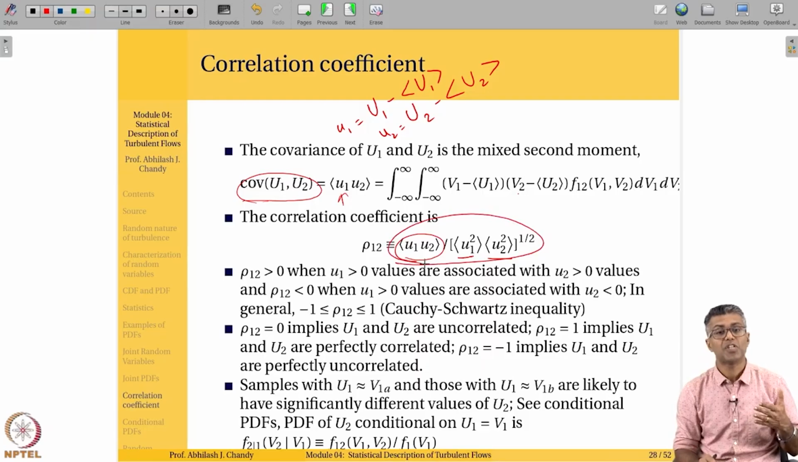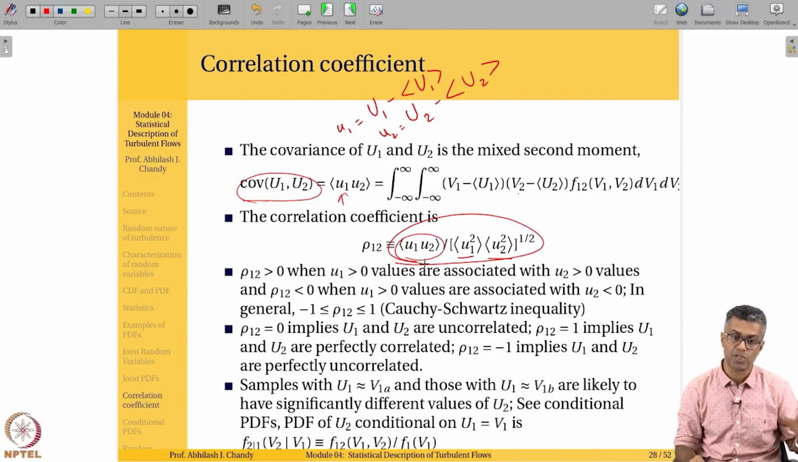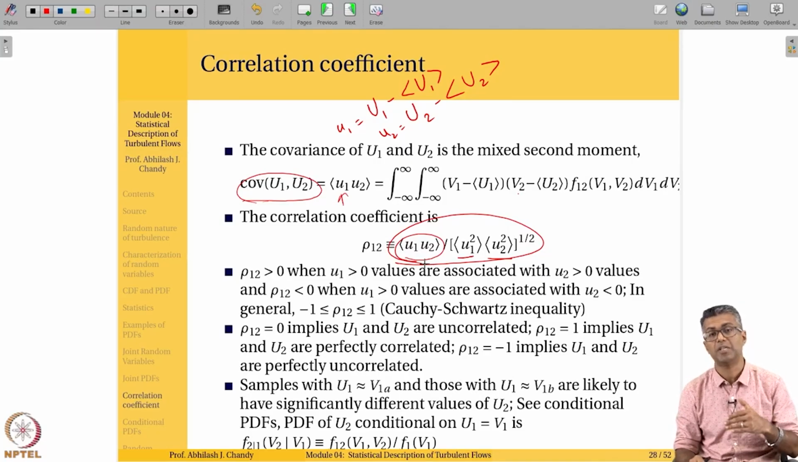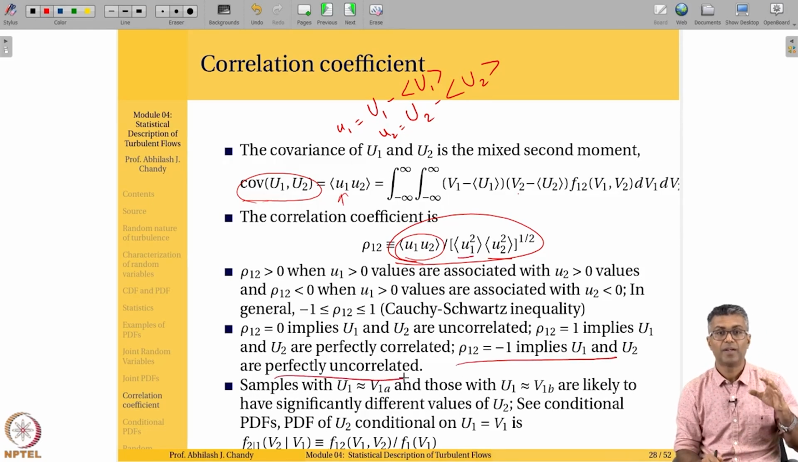Now, what happens if it is equal to 0? It means u1 and u2 are uncorrelated, and if it is equal to 1, they are perfectly correlated. So 0 means uncorrelated, equal to 1 means perfectly correlated. If this is equal to -1, that means they are perfectly anti-correlated. So you have positive correlation and negative correlation, then you have uncorrelated, where rho 12 is equal to 0. Perfectly correlated means equal to 1, and perfectly negatively correlated means it's equal to -1.